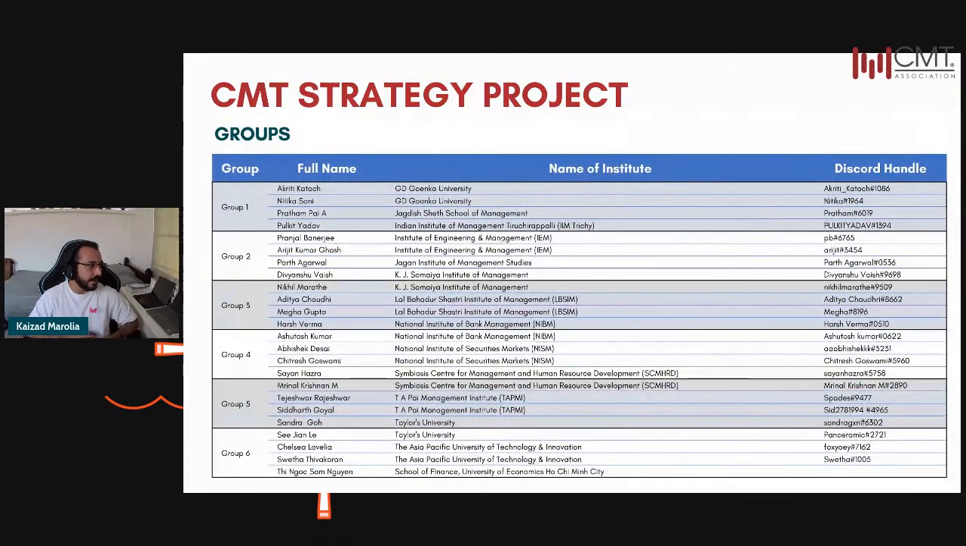The groups have been divided over here. These are the people who are currently active on the campus ambassador programs. Don't worry about taking down the names. I will post it back onto our Discord channel.